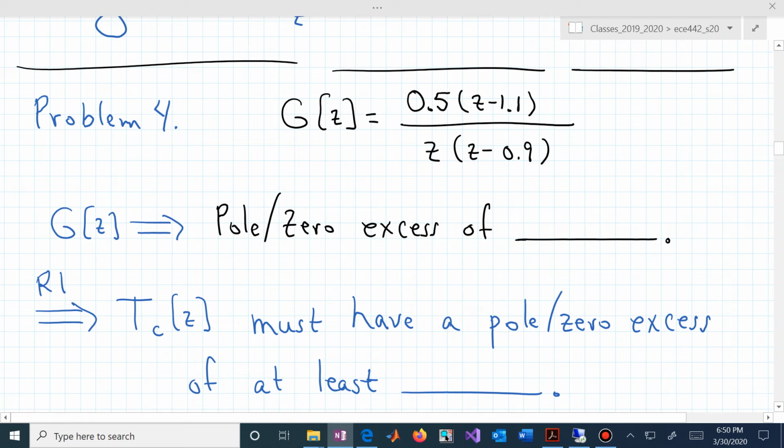Here we have a quadratic, 2 poles. That's the highest power of z in the denominator. That's the number of poles. We have one, or a first order numerator polynomial. We then take the difference between the number of poles and the number of zeros. That's 2 minus 1, or 1, for our pole zero excess.